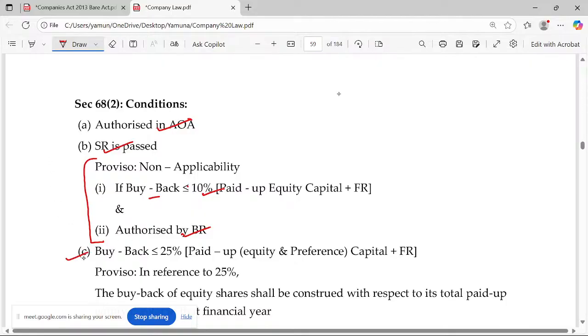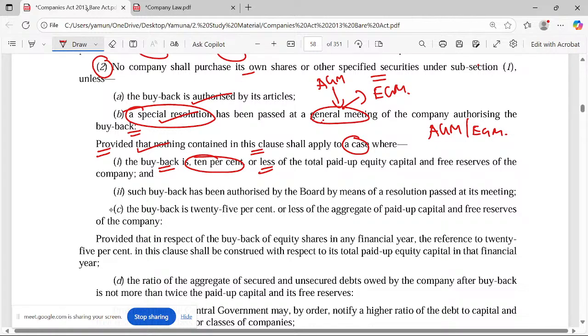Then C is completely different. How much you can buy back? Up to 25%. Now come back here. See, the buyback is 10% or less of the total paid up equity capital and preference. It's about equity. Such buyback has been authorized by the board by means of resolution passed at this meeting.